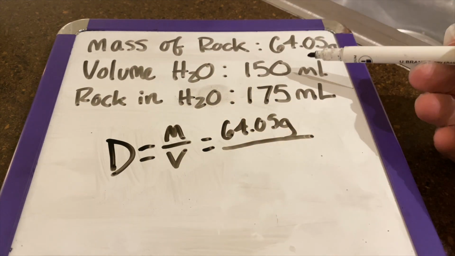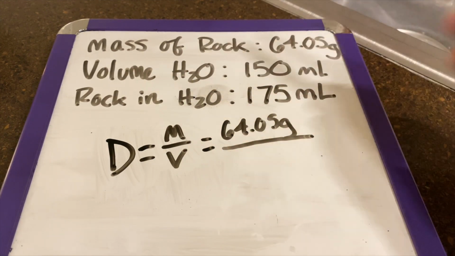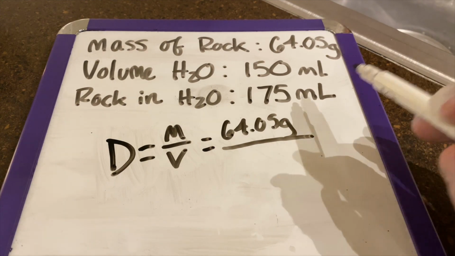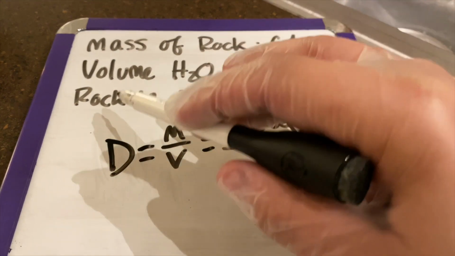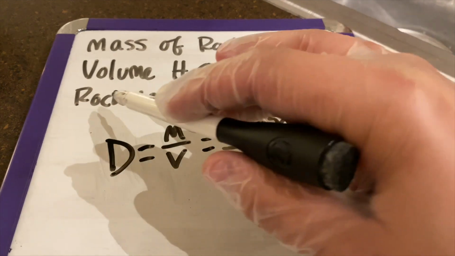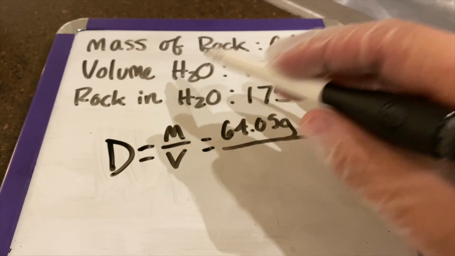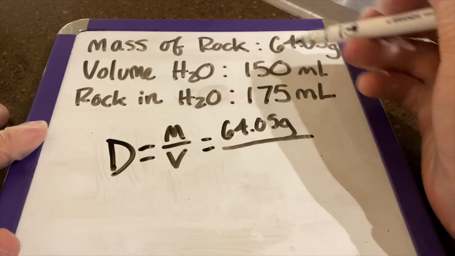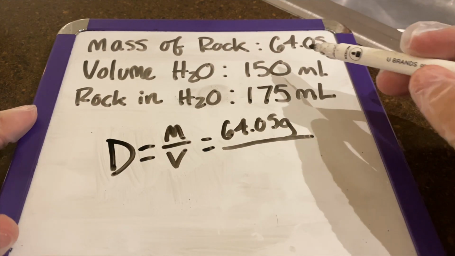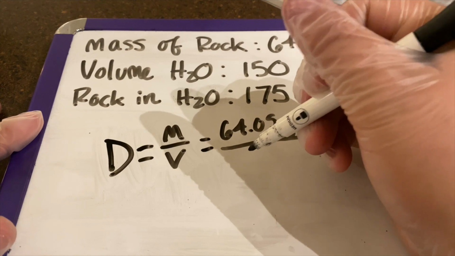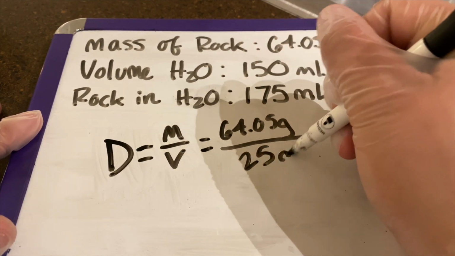But we also have the volume of just the water by itself without a rock in it. So what we're gonna do to find the volume of the rock is take the volume of the rock in the water and subtract the volume of the water by itself. And so what you're gonna end up having is 175 minus 150 milliliters. And that's gonna give you 25 milliliters.